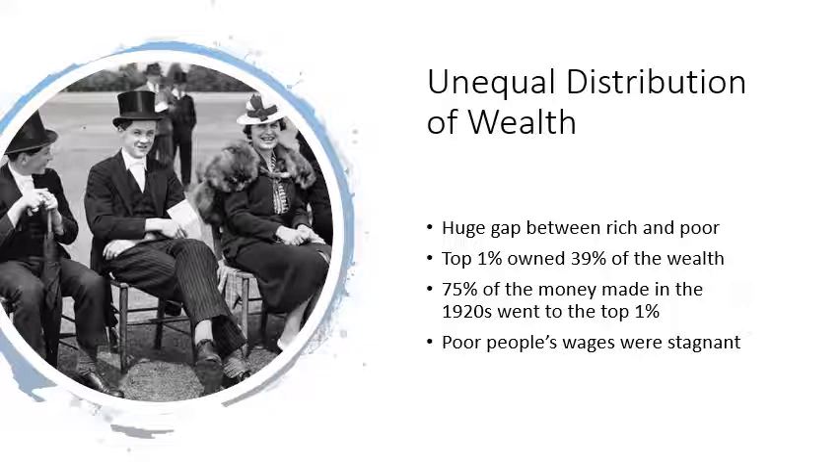75% of the money made in the 1920s went to the top 1%. So they're making money growing companies, investing in the stock market, things like this. So you see all this money going to the top 1% of earners. And poor people's wages were stagnant. So this will lead to problems.